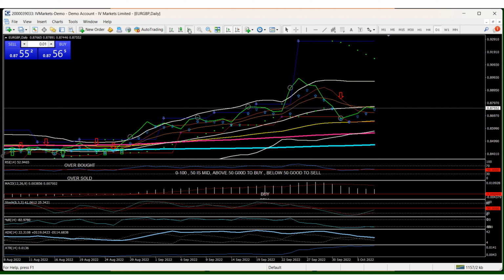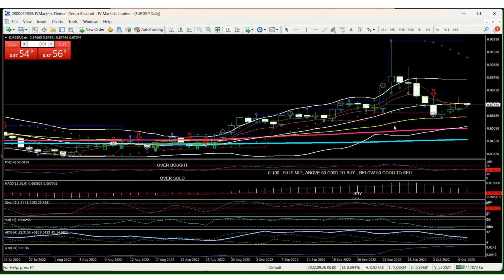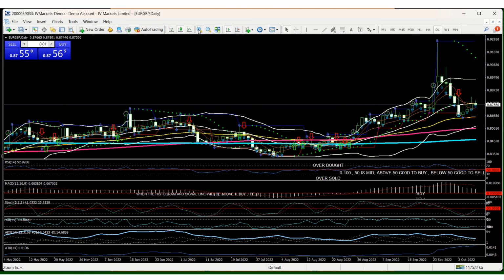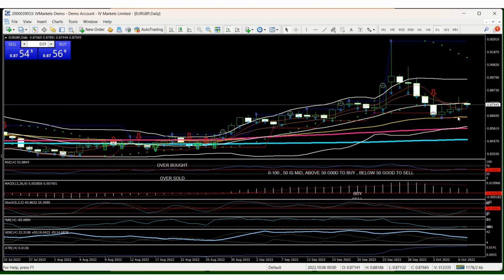Okay, trying to fix everything nicely. Okay, fine. So here guys, you can find these orange line over here, orange line and a red line. Okay, the red line here is moving average 5, and another one is moving average 10.